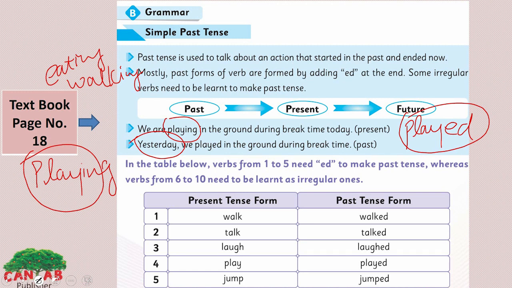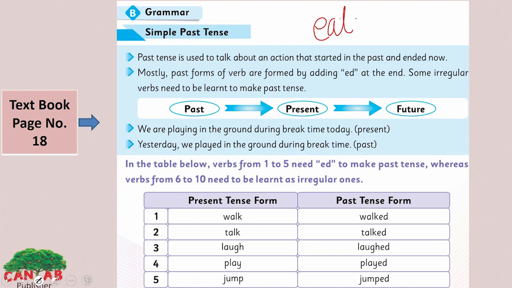So played is the second form of play. It indicates that the action happened in the past. And some irregular verbs are also there which don't have ed in the second form of verb. Like eat is the first form of verb here, and what will be the second form of verb here? This is an irregular verb. It will not include ed here. We cannot say just eated. No, it's wrong. It's an irregular verb. Its formation will be different. Its second form will be ate here.